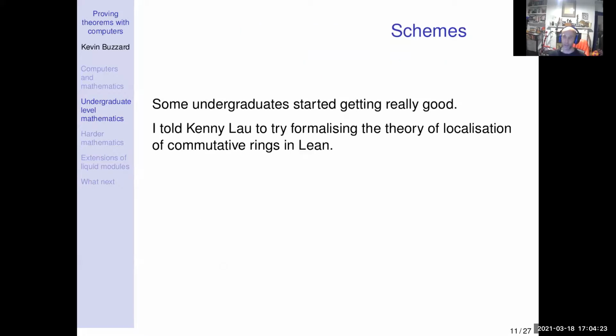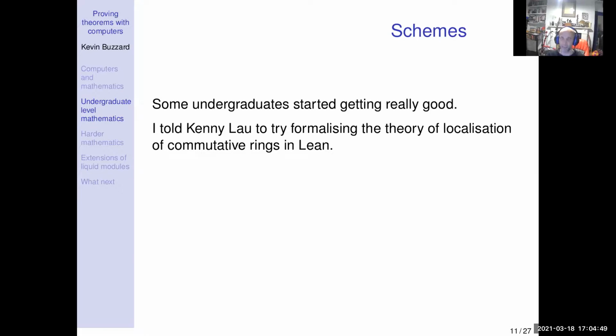And another undergraduate who was very good was a guy called Kenny Lau, who again I ran into when he was a first year, but clearly knew a bunch of algebra already. And so I gave him a copy of Atiyah-MacDonald and told him to go and formalize the theory of localization of rings. Because this is, again, something that even if we don't have the complex numbers, we didn't have the complex numbers at this point, or we had a very rudimentary interface for the complex numbers.